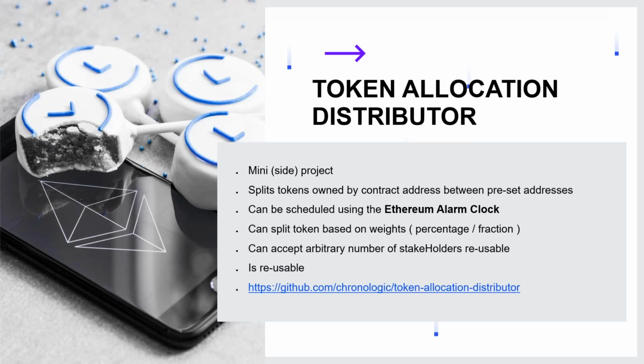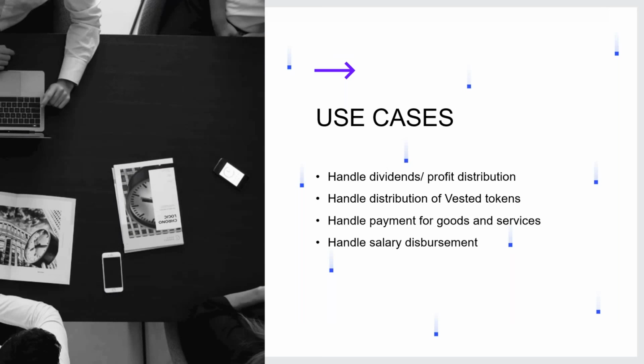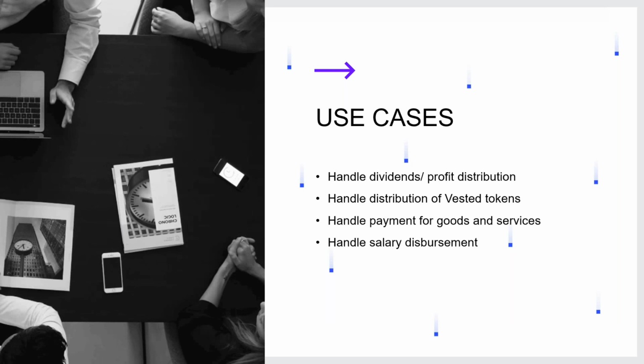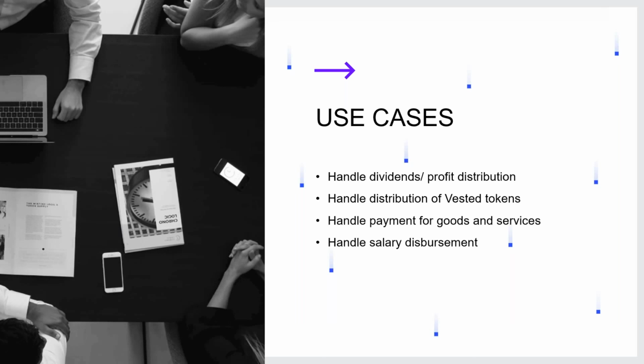And then finally, the distributor can accept an arbitrary number of addresses. So what that means is you don't need to have just 5 addresses or 1 address. You can have as many addresses as you want, or as few addresses as you want, basically. So thank you for getting into the what. Now let's get into the why. Why would someone use this allocation distributor?